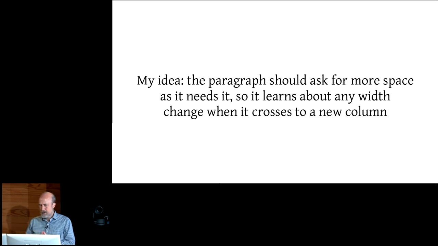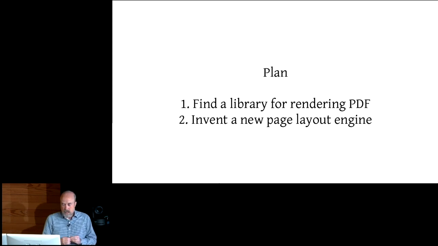My idea was that the paragraph should ask for more space as it needs it, so it learns about any width change when it asks for more space and has to cross to a new column. I wanted to see if I could get that working, because that would be a real advance over what TeX had been able to do. So my plan was to find a library for rendering PDF from Python, and then invent a new page layout engine. I decided to tackle them in that order.